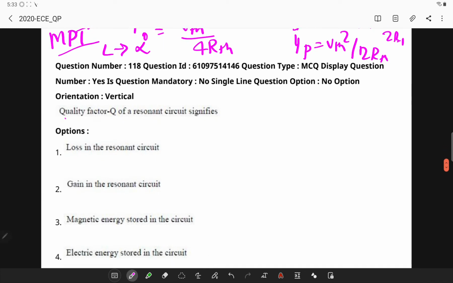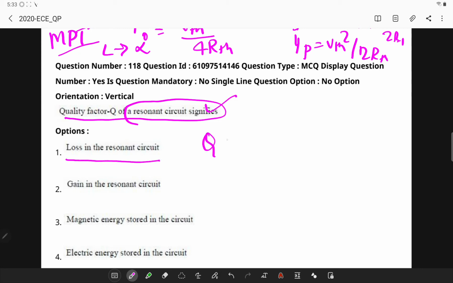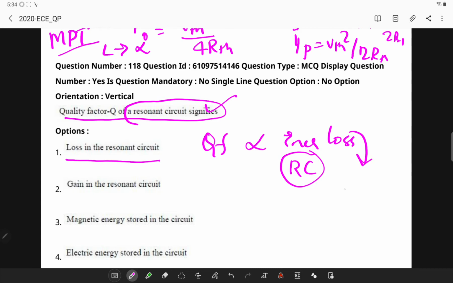Next, quality factor of a resonance circuit. Every year they are asking the same question. It signifies the loss in a resonant circuit. Basically, what does Q reflect? Q factor basically implies the energy loss within a resonant device. That might be anything from a mechanical pendulum or even an electrical circuit. So Q factor shows the energy loss relative to the quantity of energy contained in the design.